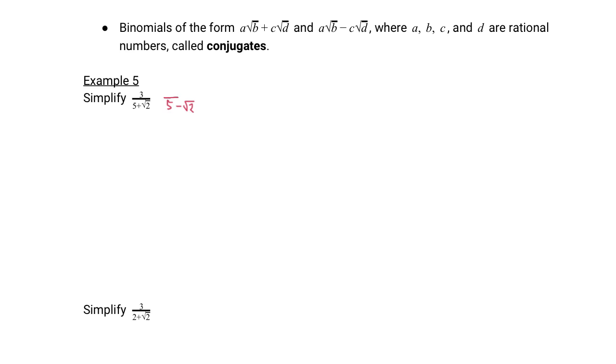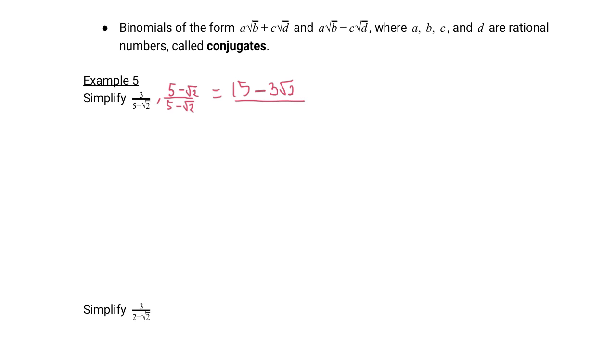All right, so we're going to multiply the top and the bottom by that. So 5 minus the square root of 2. Now, when we multiply fractions, we multiply across the top and across the bottom. So on the top, we're going to distribute. Well, first, we have 3 times 5. 3 times 5 is 15. Then we have 3 times negative square root of 2. That's very simply minus 3 square root of 2.